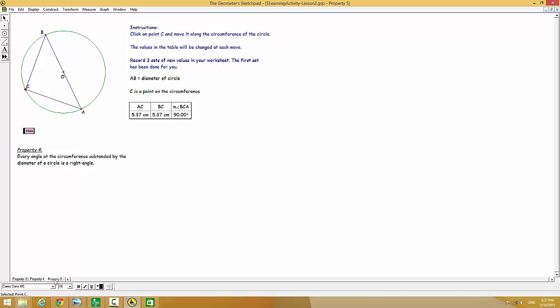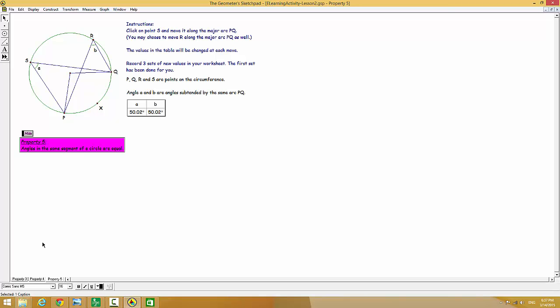So angle in a semicircle will always be 90 degrees. Fifth property: angles in the same segment will be equal. Now if you pay attention, we start with P and Q, PSQ and PRQ. These two angles will always be equal.